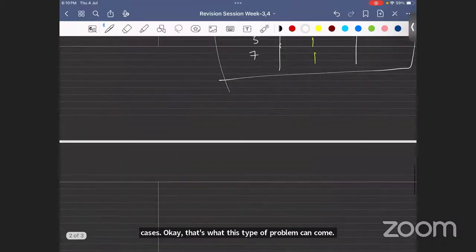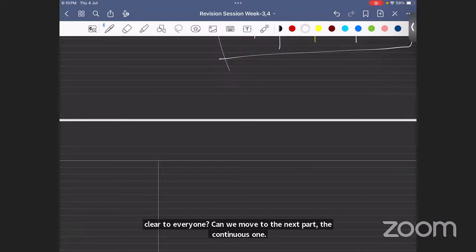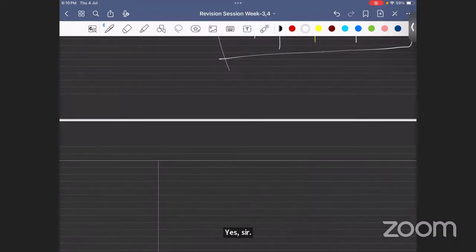Okay, is this clear to everyone? Can we move to the next part, the continuous one? Yes, sir. Okay. So let's move to the continuous data set.